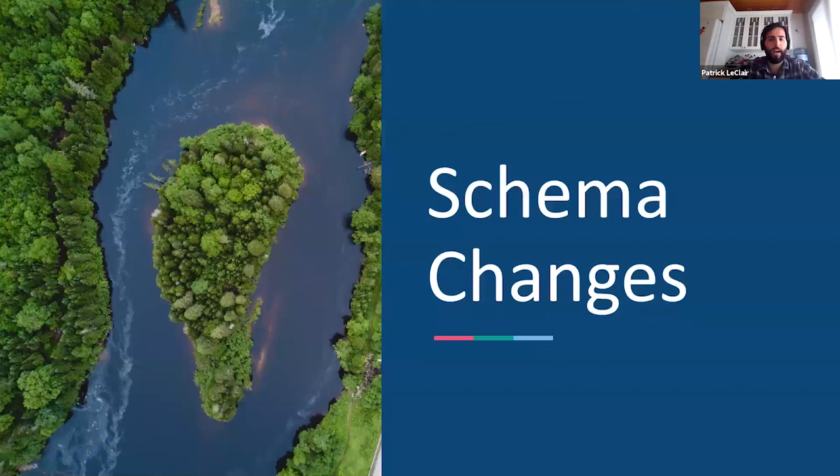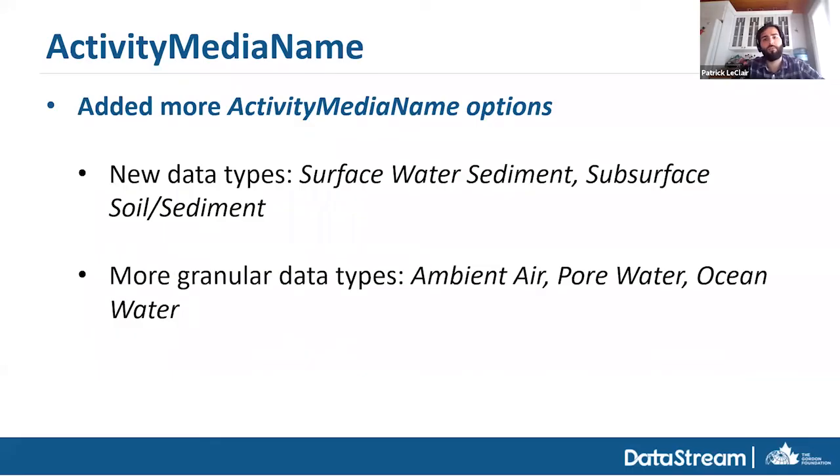So I'll start with the schema ones. So these again are the ones to allowed values, columns, things like that. As I mentioned, we added some new data types. So activity media name has had some significant changes. Here we added more options.